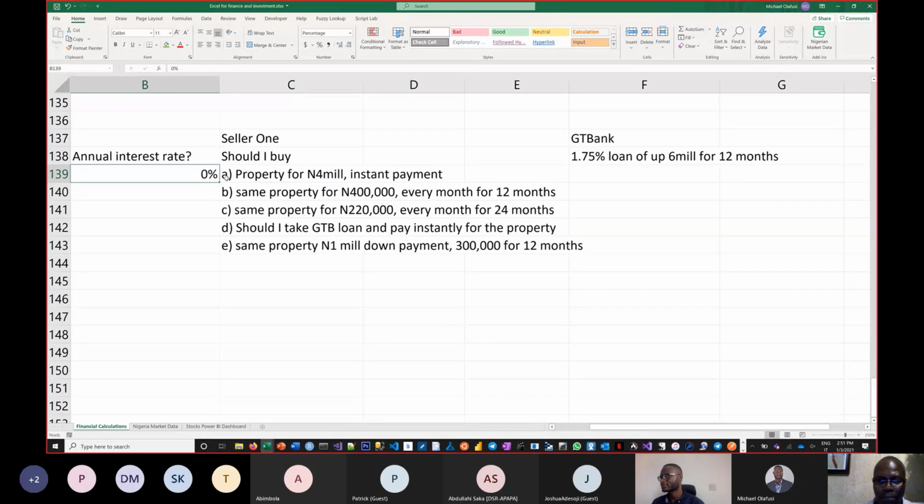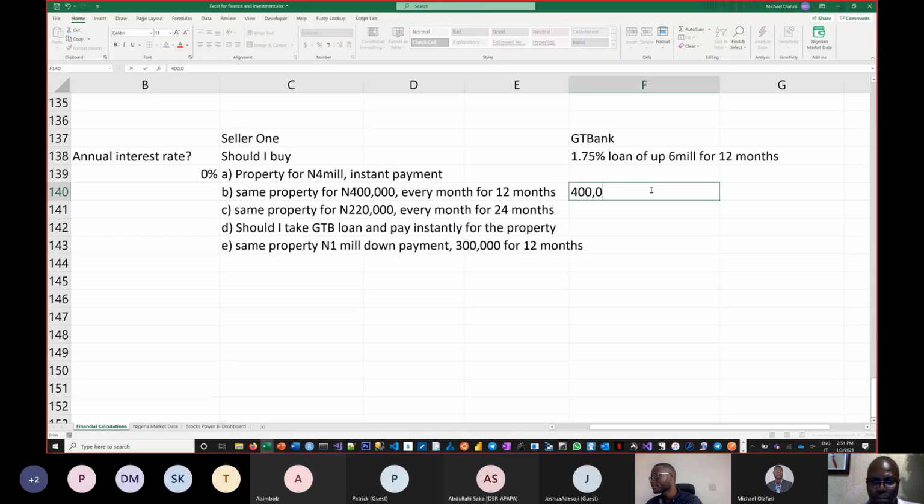So it's 0% because that's the property price. But the moment I decide to pay 400,000 naira every month for the next 12 months, you know what this means? I'm paying 400,000 times 12 months. If you do this calculation, you are essentially paying 4.8 million. So there's a cost that has already accrued because you didn't pay up front.